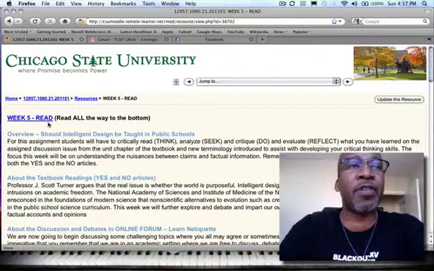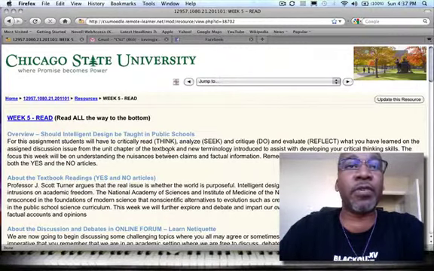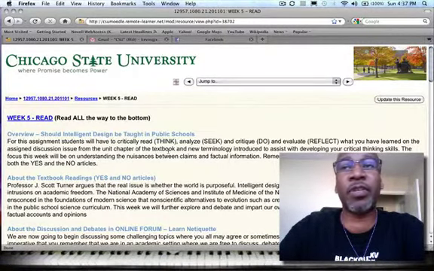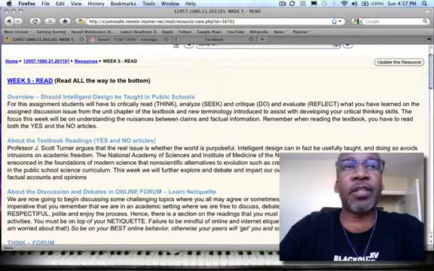When you get to the read assignment, you'll find everything that you need. It says read all the way down to the bottom. Overview: in this assignment, you're going to be using all of your skills for critical thinking and seeking, doing, and of course reflecting at the end of this exercise. The textbook, a brief overview.